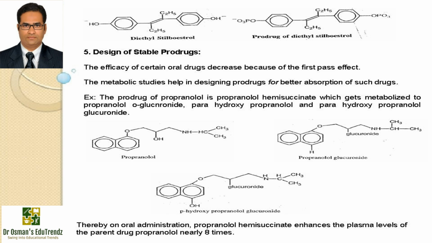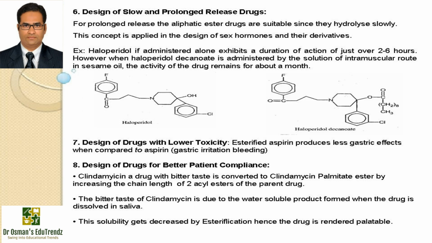Example is the prodrug of propranolol, which is propranolol hemisuccinate, which gets metabolized to propranolol O-glucuronide, parahydroxypropranolol and parahydroxypropranolol glucuronide. Thereby, on oral administration, propranolol hemisuccinate enhances the plasma levels of the parent drug propranolol nearly 8 times. Now we have another application of prodrug, that is the design of slow and prolonged release drugs.